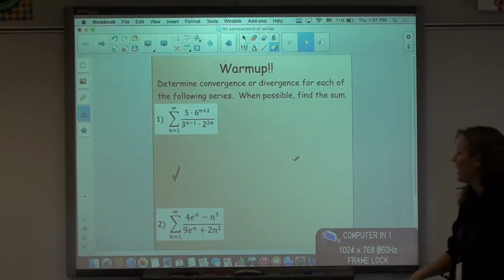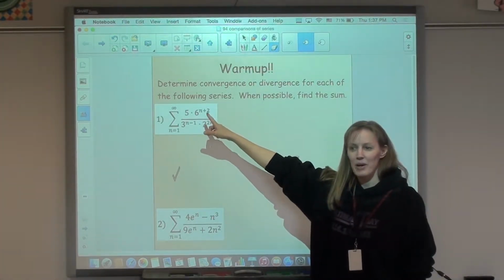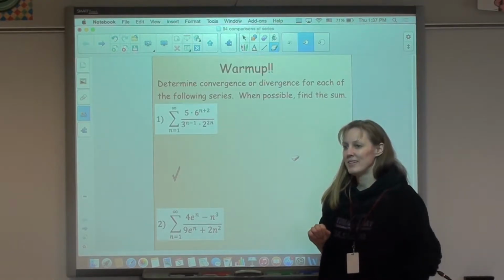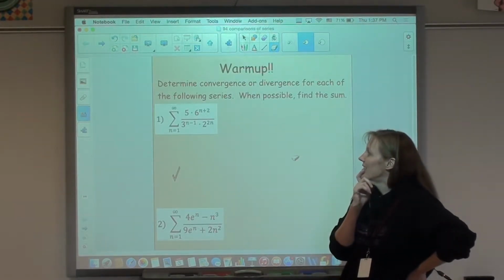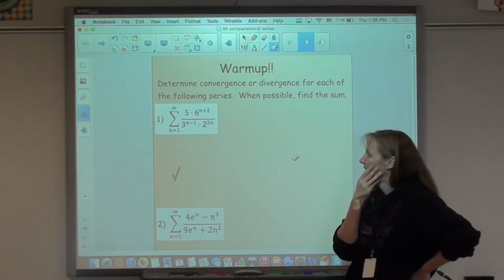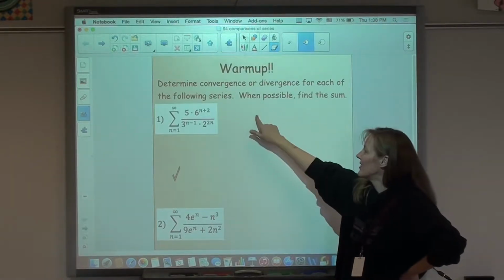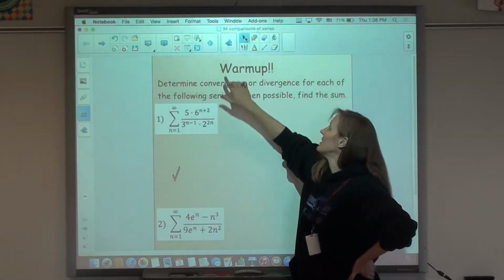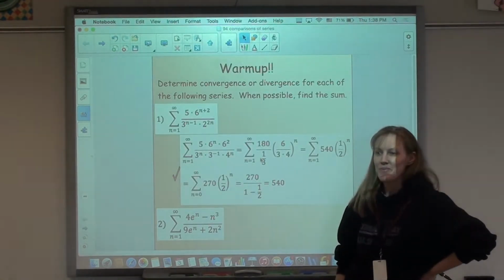So for the first one, was anyone able to rewrite this in any way? Brian? Okay, so I rewrote it as, I separated the 6 to the n plus 2 into 6 to the n times 6 squared. And then on the bottom, I did 3 to the n times 1/3 times 2 times 4 to the n, because 2 squared is 4. That's beautiful.